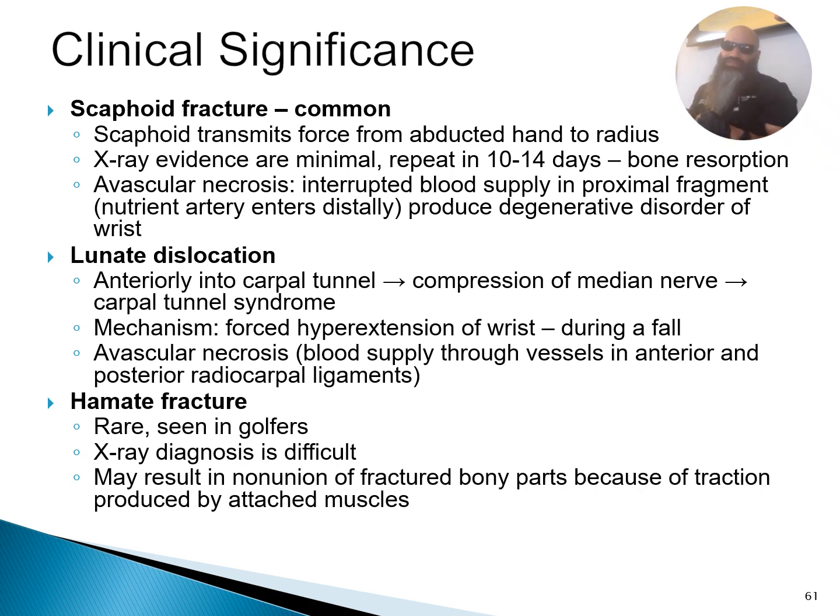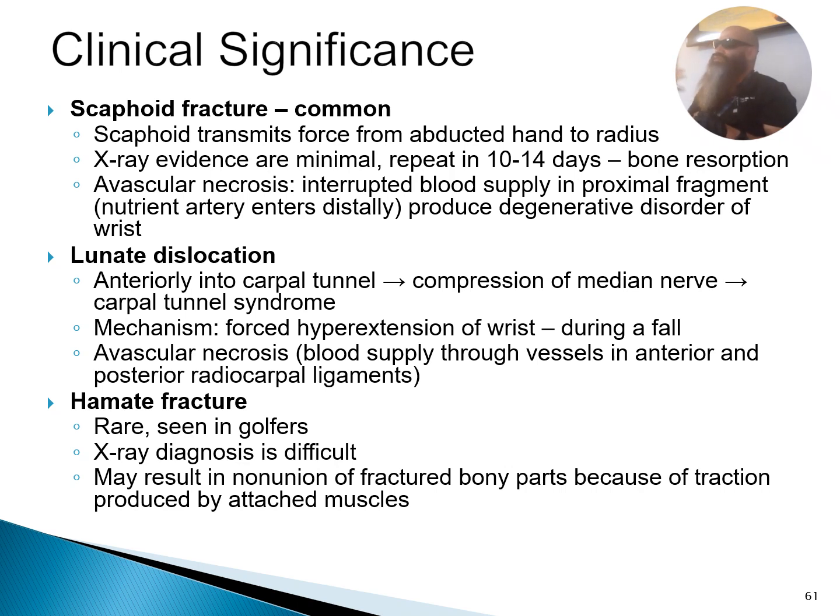Lunate dislocation, those are also bad. The scapholunate ligament gets ruptured, and it leads to basically a dislocation. That can also break and lead to compromised blood flow to the bone, leading to avascular necrosis.